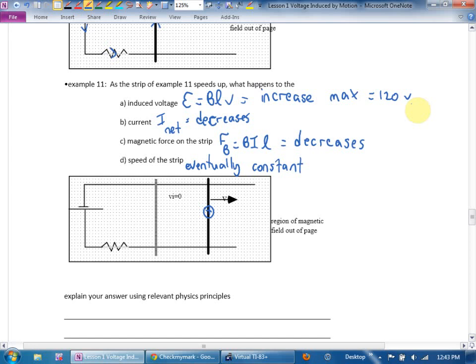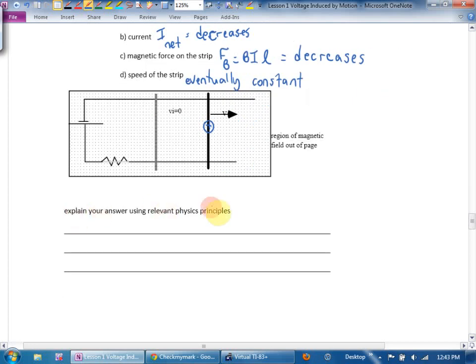Does that make sense? It says, explain your answer using relevant physics principles. I think we just did. This is not a kind of question I would give you as a using-principles-of-physics-to-explain question. If I said, hey, if you double the current, what will happen? Will it go faster or slower? That would be a good question, but not the whole details.